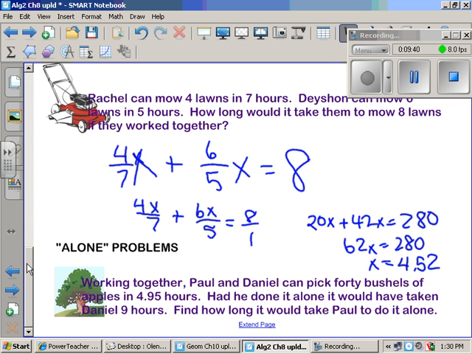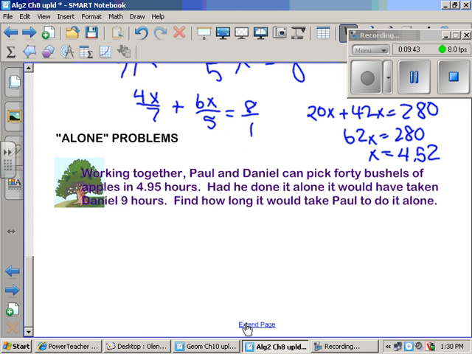All right, then there's the final type. That is if they told you what it took them to do the job together, and you're trying to figure out what it would take one of them to do the job alone. So we're going to use the same setup as we did for the one job problems. It says working together, Paul and Daniel can pick 40 bushels of apples in 4.95 hours. So their together rate is 1 over 4.95. That's how much they could do in an hour.